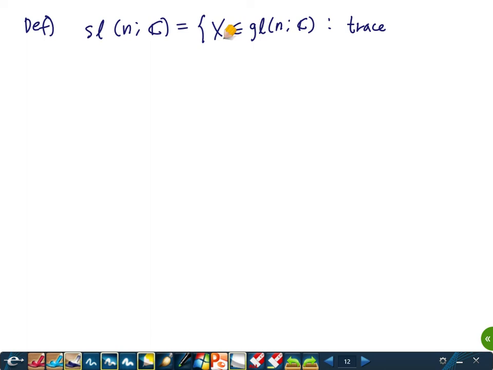Okay, definition. sl_n(C) is the subalgebra of gl_n(C) consisting of the set of matrices whose trace is zero. Trace zero matrices. And this becomes a Lie algebra; we can check that this is a subalgebra of gl_n(C). Certainly it's a subspace, but to show that it's a subalgebra, we have to show that it is closed under the Lie bracket. But you can check that easily. So check.